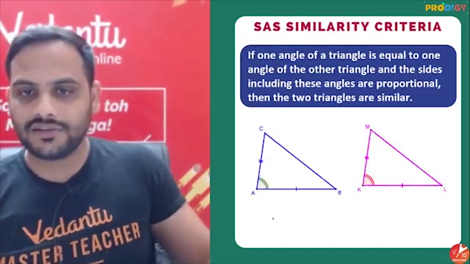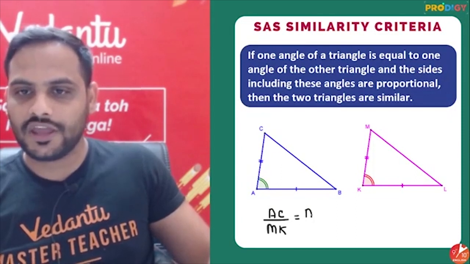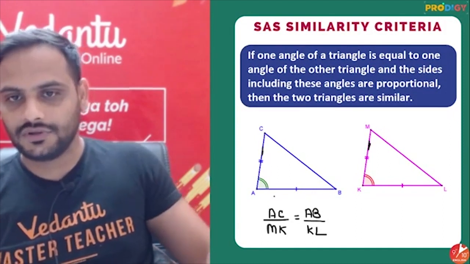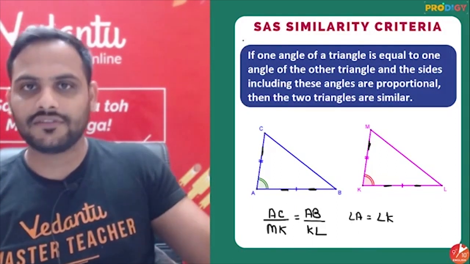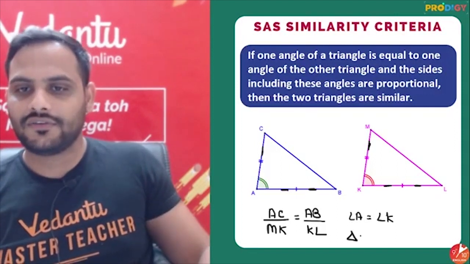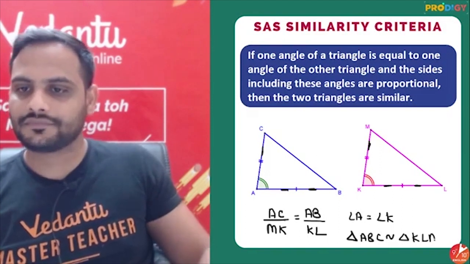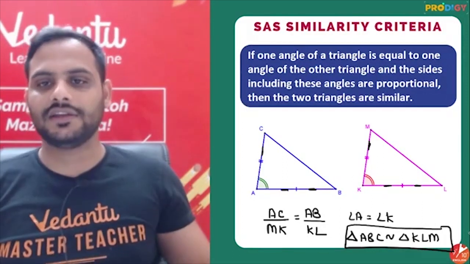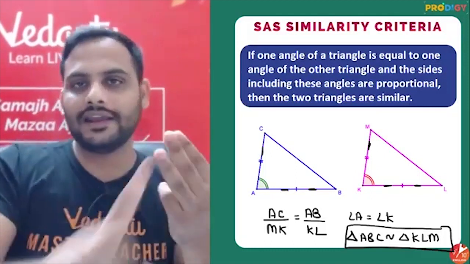So here again same thing, guys. If I give you that the ratio of AC and MK is equal to the ratio of AB and KL, and the angle between them, angle A, is equal to angle K, same as the name, side angle side, I can say triangle ABC will be similar to triangle KLM. Alright guys, okay, this will be your similarity criteria. So these are the three criteria: side angle side, side side side, and angle angle.